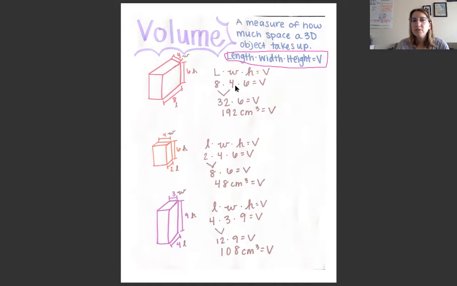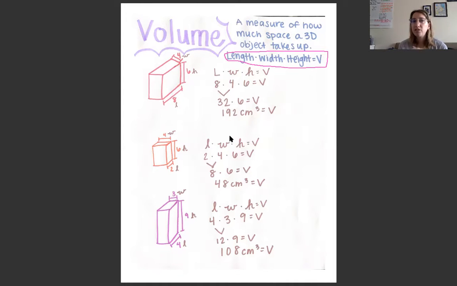Because it's multiplication, we can just move left to right. 8 times 4 is 32. And then 32 times, bringing down the 6, is 192. Now the centimeters cubed: on the worksheet it tells you to assume everything's in centimeters, and volume is always cubed, to the 3rd power, okay? And then that's just your final answer. So you just multiply the 3 numbers together.